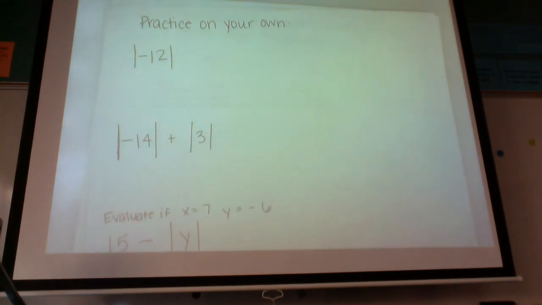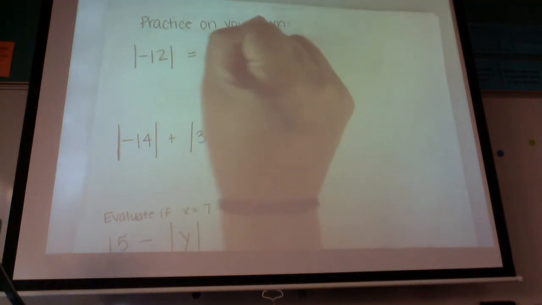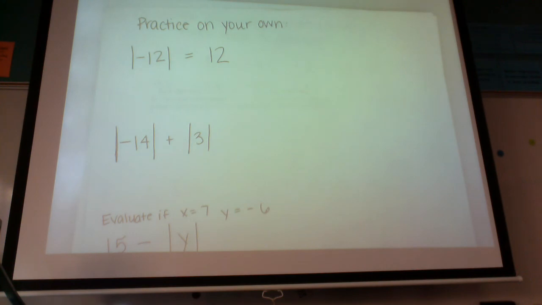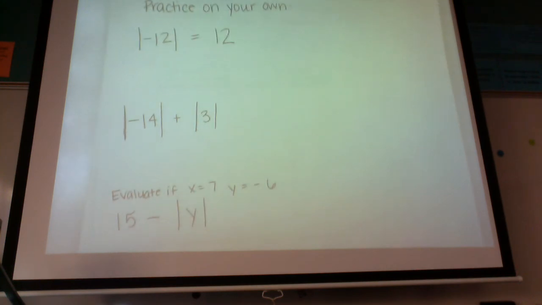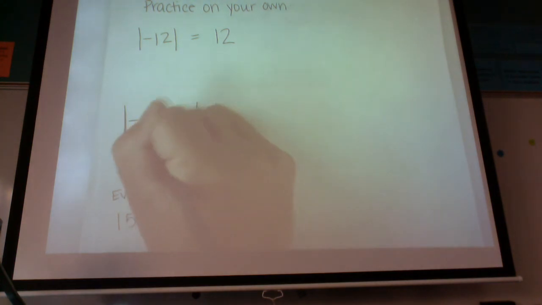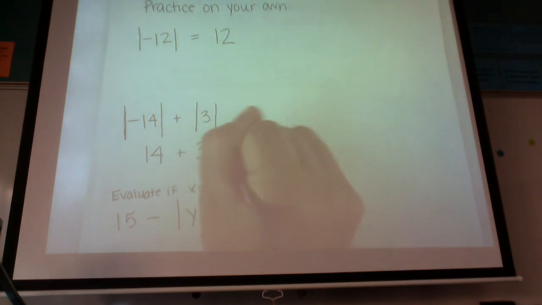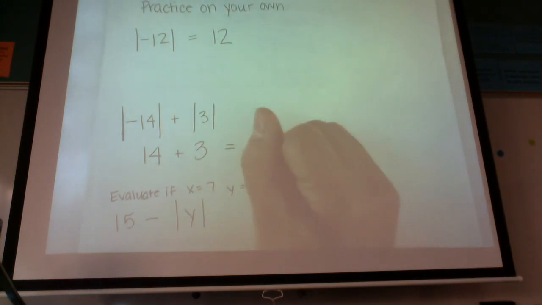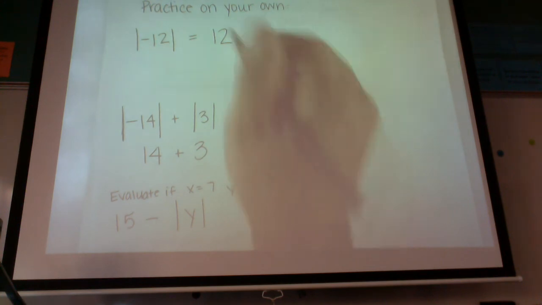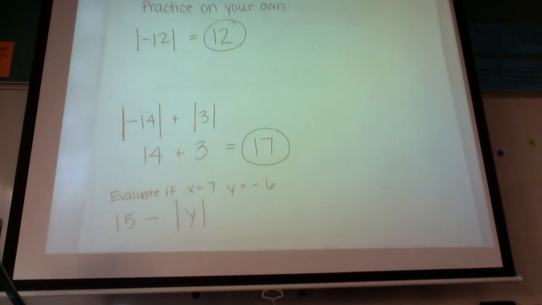All right, so we had the absolute value of -12. Again, we are thinking how many spots away from 0 is that? Oh, 12 spots. Next one, the absolute value of -14 plus the absolute value of 3. Okay, absolute value of -14, that's going to be 14. Absolute value of 3 is still going to be 3. 14 plus 3 is going to give you 17. Circle my answer up there.